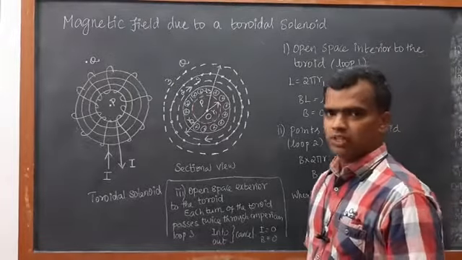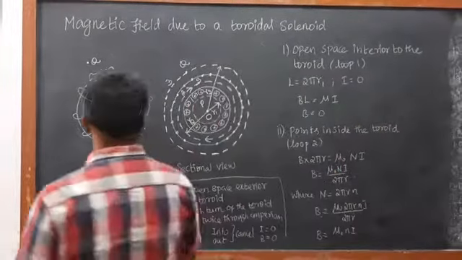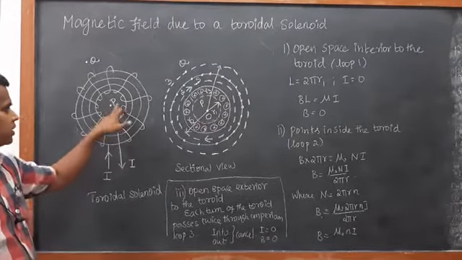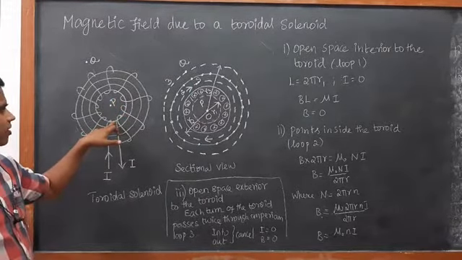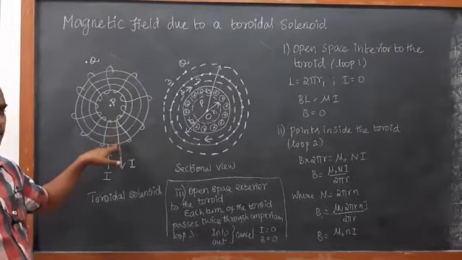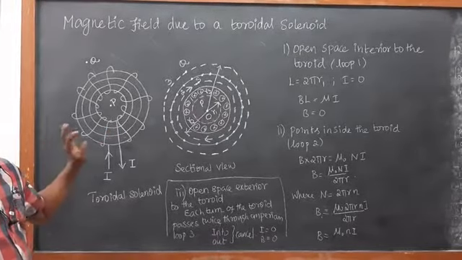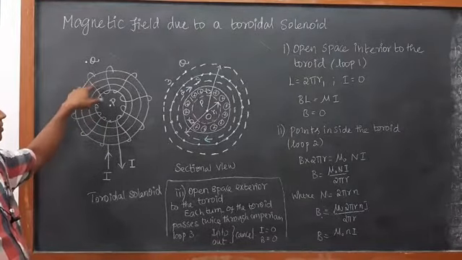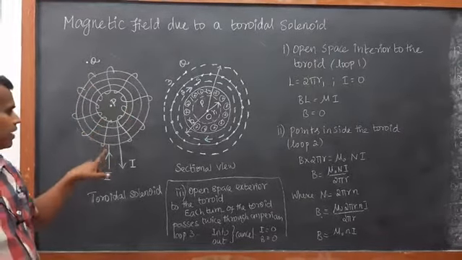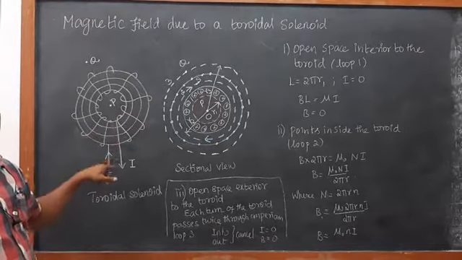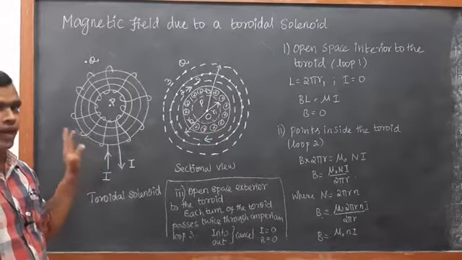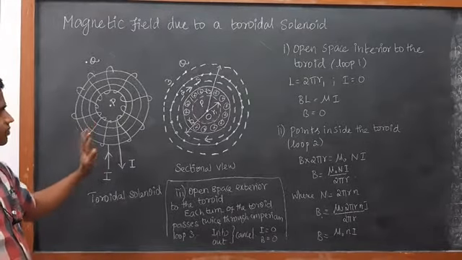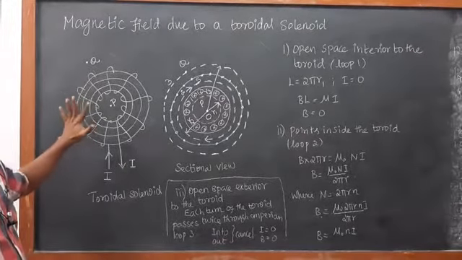So how does it initially look? See, this is the interior, this is open space, and we have the first circle, second circle, third circle, fourth circle, right? It's clear? Here it is wound with wires, okay? And we are providing some current to that toroidal solenoid, right? Now this is the typical diagram for a toroidal solenoid.